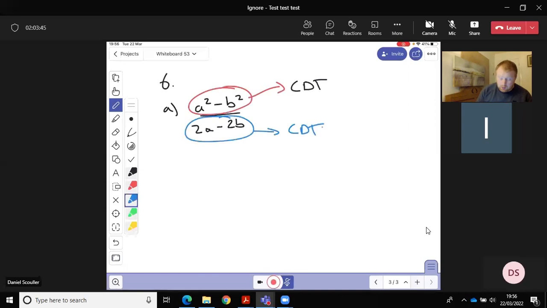Now that top one, it might be difficult to see because there's no number involved, but what that is, is just the difference of two squares. Now the difference of two squares, when we get it, we just separate it: a plus b, a minus b. Then the second one, we're just taking out a common factor.